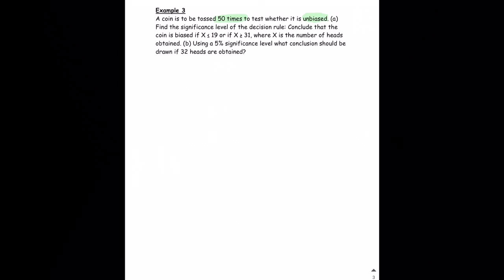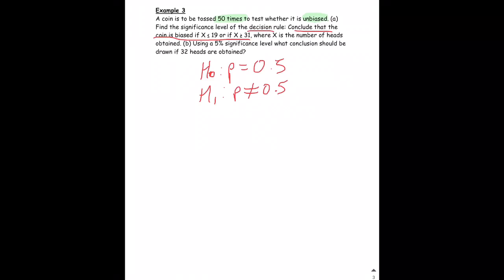So my hypotheses here would be: H0, this is a regular coin. And the alternative would be, it isn't a regular coin. Don't know which way it's biased towards though. They haven't said. Find the significance level of the decision rule. And the decision rule is conclude that the coin is biased if X, the number of heads, is less than or equal to 19 or greater than or equal to 31.